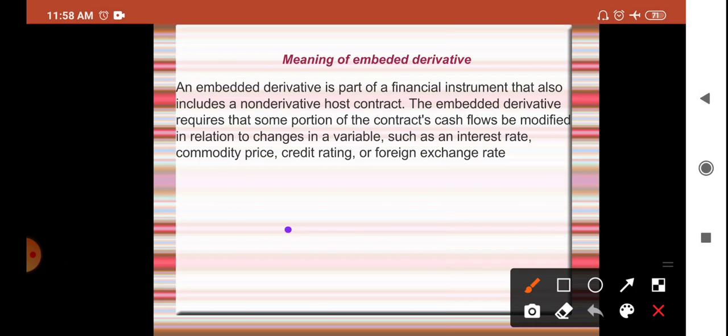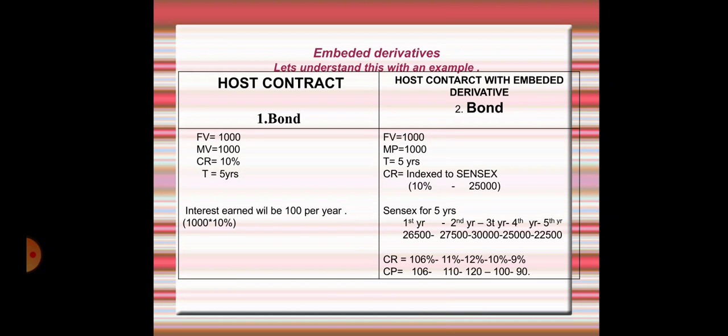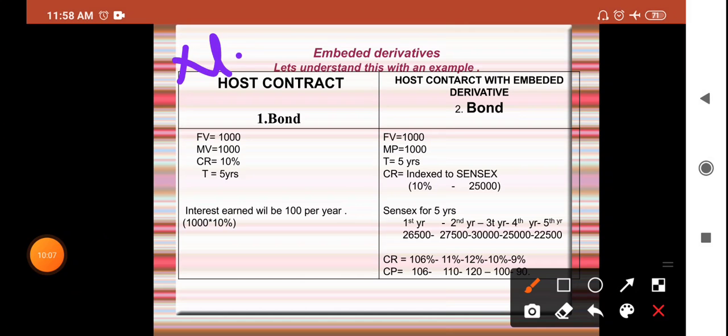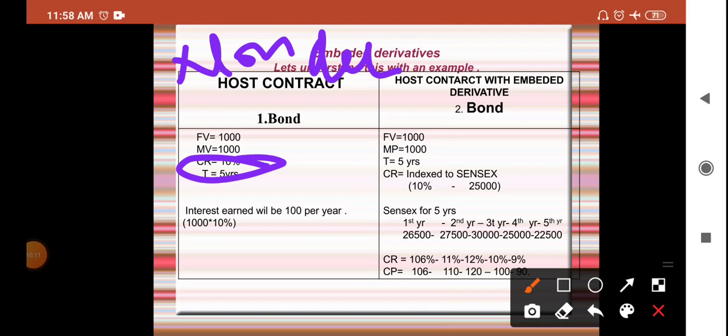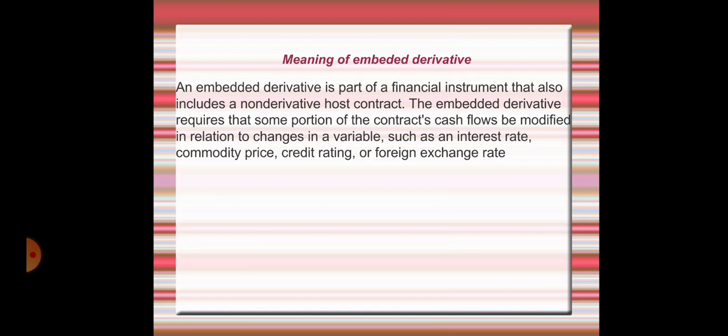So here the first one, this is the non-derivative. Why is it non-derivative? Because here it is not depending upon some other underlying asset. It is free from the dependence. See, it includes a non-derivative host contract.